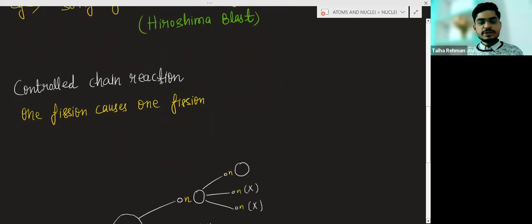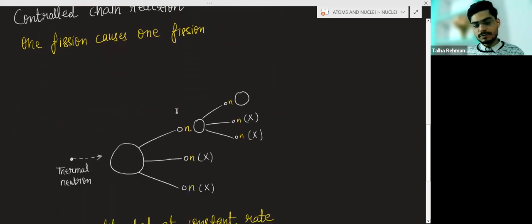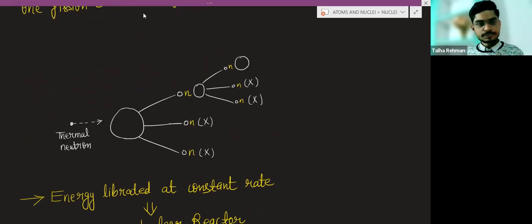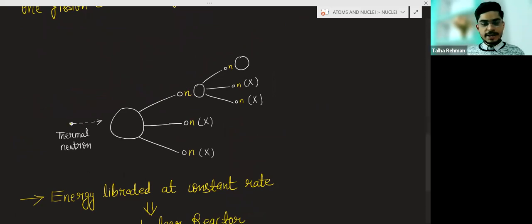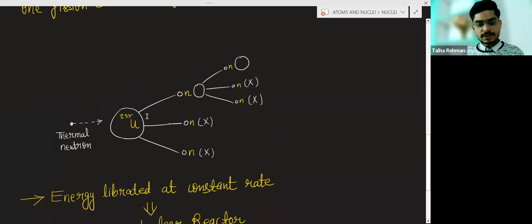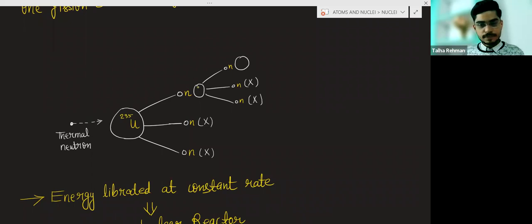Now, controlled chain reaction. Controlled chain reaction means one fission causes one fission. One fission causes one fission means, this is a thermal neutron. This thermal neutron will enter into the uranium-235. So fission of uranium-235 will take place, and 3 neutrons will be released. So out of 3 neutrons, you have stopped 2 neutrons somehow. Only 1 neutron will now do the fission of further uranium.